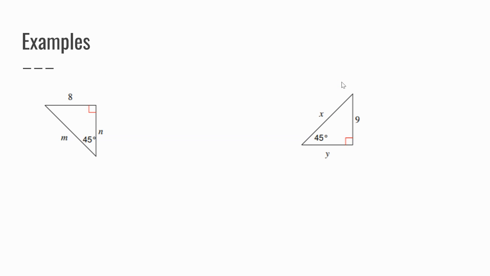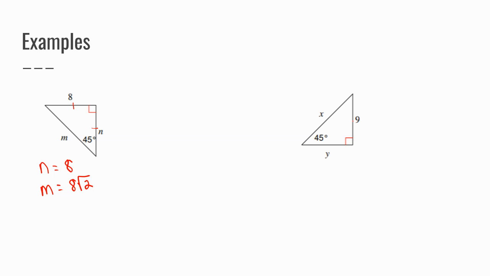Alrighty. So for this one, we have a 45, 45, 90. We know that's because we have the right angle and it says 45. You might also have congruency markings here and here that would tell you that those sides are equal. So since my legs are equal, n has to equal 8. And then my hypotenuse is just my leg times the square root of 2.